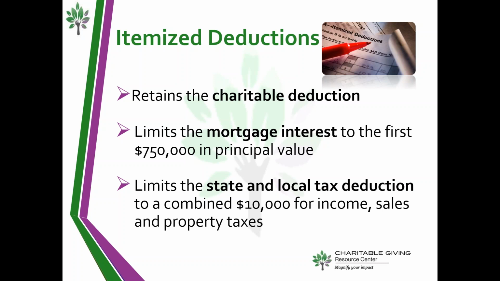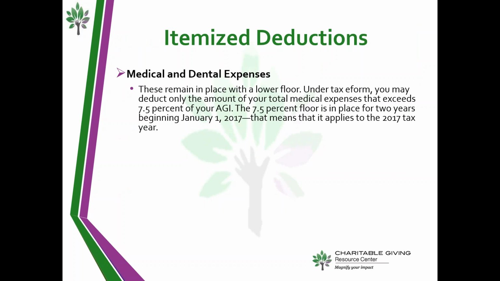So those of you that live on the coast and high tax states, you're probably not too happy about this, because your state income tax and your property tax will often be more than $10,000. You're only going to be able to deduct the $10,000. That's what's called a SALT tax, S-A-L-T, state and local tax.